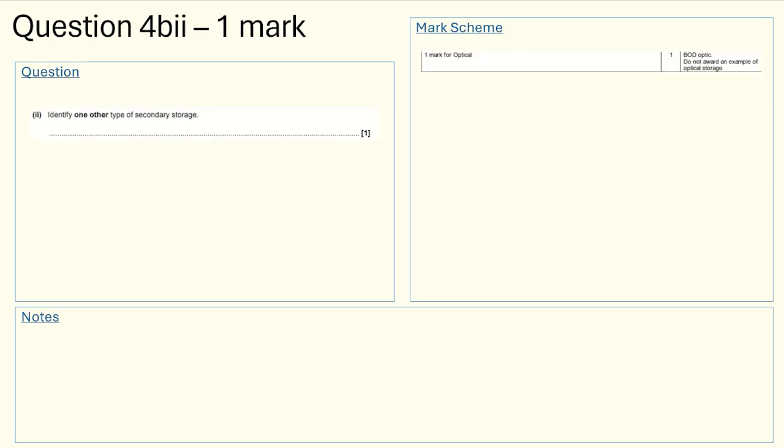And question 4BII, probably one of the most straightforward on the entire paper. It's for 1 mark. Identify one other type of secondary storage. When I graded this paper, there was quite a lot of people that missed this one out, and this wasn't down to them not knowing the answer. It was because this tiny question was placed right at the bottom of the page underneath the last question, which was quite large, so people just missed it.